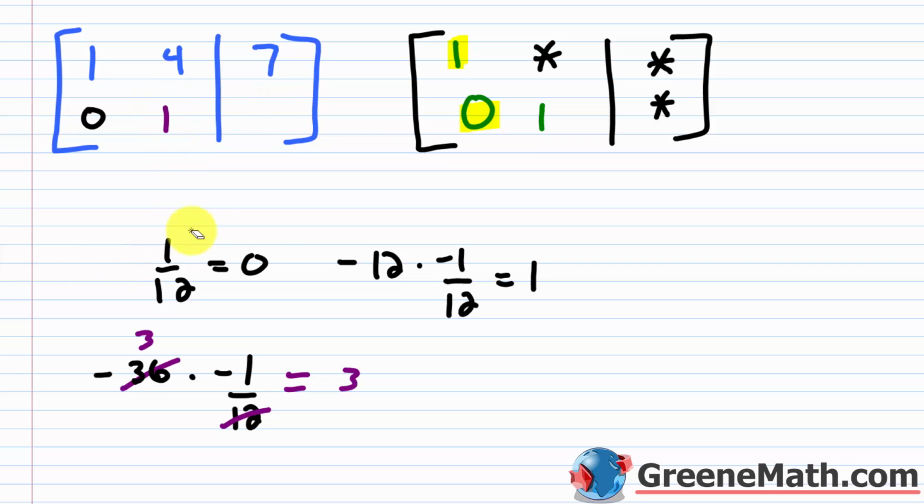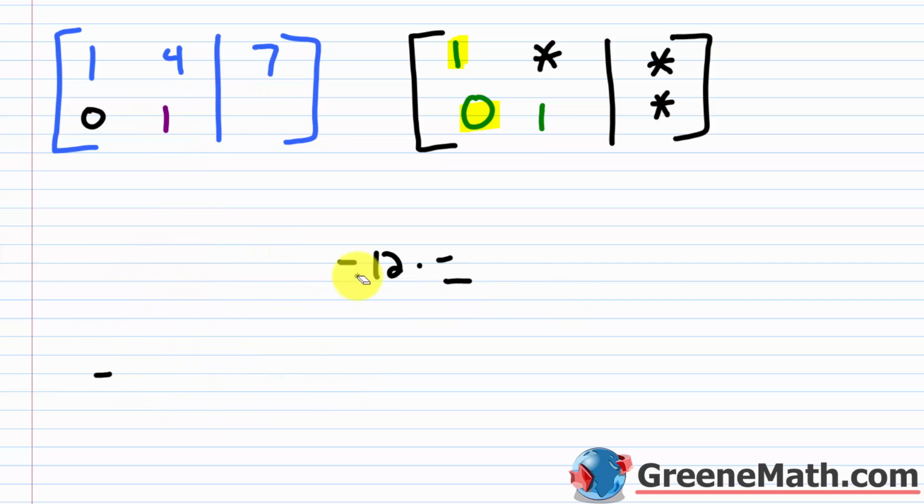Now, at this point, we've achieved row echelon form. You have your 1s down this diagonal here, and you have a 0 below. This is enough information for us to get a solution for the system. Remember, this column is the coefficients for x, this column is the coefficients for y, this is the constants. So here's where this comes into play.